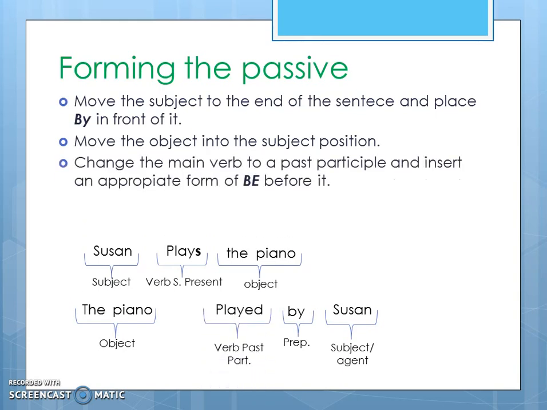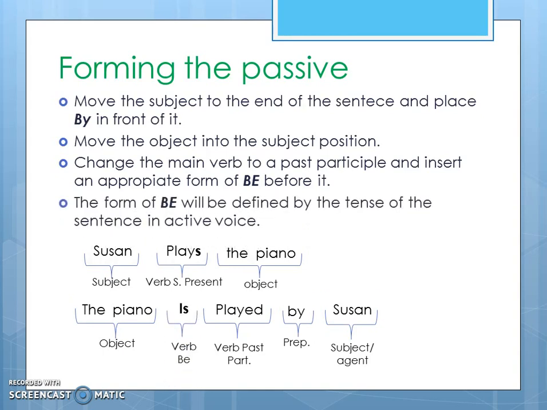Change the main verb to a past participle and insert an appropriate form of verb be. The form of be will be defined by the tense of the sentence in active voice.